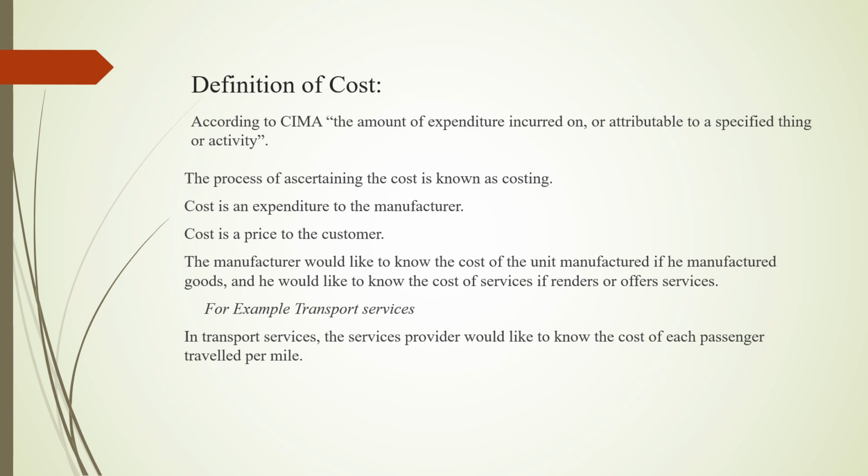Next, the process of ascertaining the cost is known as costing. We have learned the definition in terms of CIMA, and now we are about to know the process of costing. What is costing? The process of ascertaining the cost, or the process of finding the cost of a thing or an expenditure, is called costing.